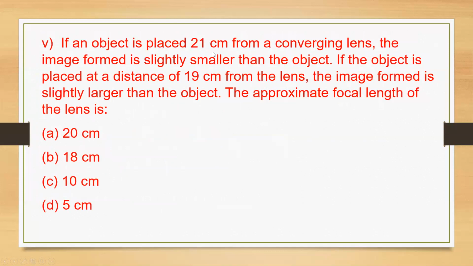If an object is placed 21 centimeters from a converging lens, the image formed is slightly smaller than the object. If the object is placed at a distance of 19 centimeters from the lens, the image formed is slightly larger than the object. The approximate focal length of the lens is? Here one is slightly bigger, another one is slightly smaller. So we know what the lens is here. It is a converging lens. So what is a converging lens? Convex lens, no? Convex lens is the converging lens.